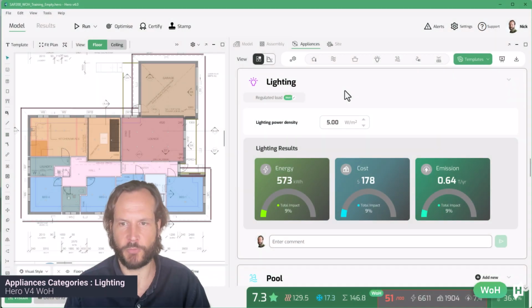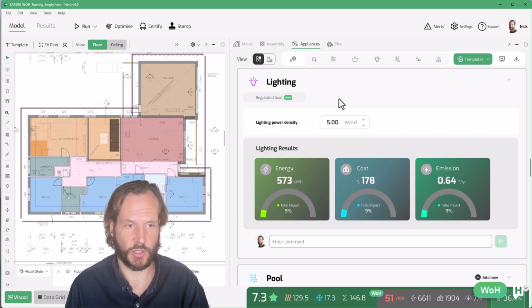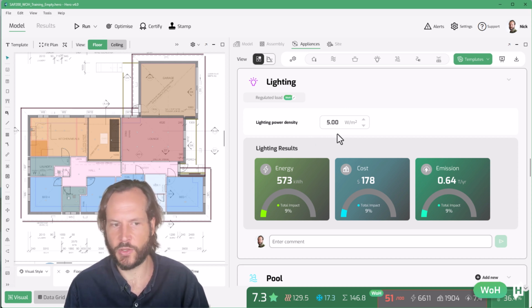Lighting in Hero Version 4 is simply assessed at this stage as a lighting power density. You just enter the watts per square meter. If you don't know what your lights are going to be, you can apply the default of 5 watts a square meter as per the tech notes. And so this value is the total installed wattage of all the lights in the home divided by the total dwelling area. My understanding is that area is the conditioned, unconditioned, and garage areas.